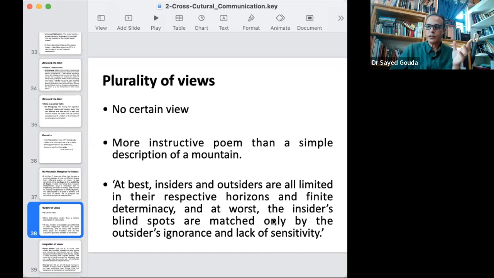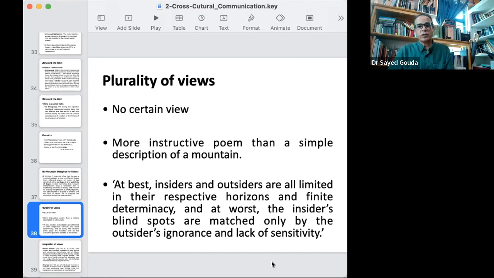And at worst, the insiders' blind spots are matched only by the outsiders' ignorance and lack of sensitivity. This is very important, because if we say, oh, Chinese scholars, because they are native people, that's why they have these blind spots, there are many things they will overlook.